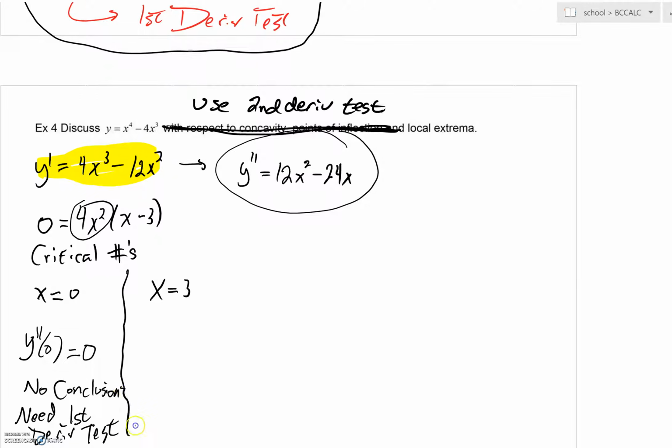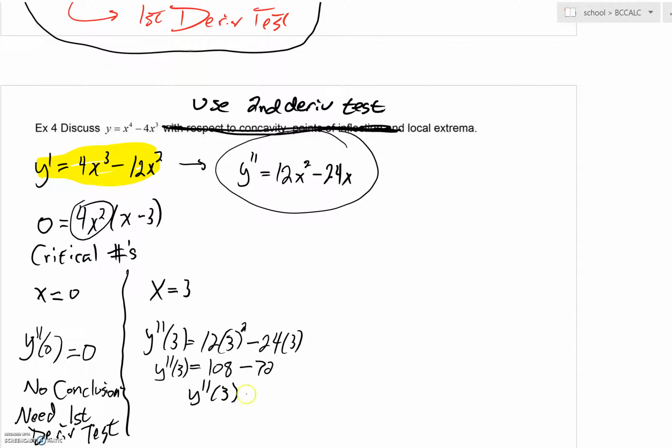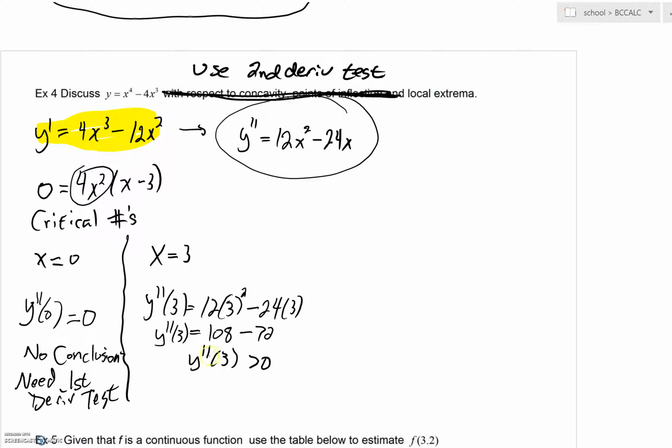But over here with x equals 3, y double prime of 3, we'd have 12 times 3 squared minus 24 times 3. And 9 times 12, well, that's 108. And minus 72. Rest assured, you're not even really concerned with what the exact value of the second derivative is. You just know it's positive. So what do we know now? We can say that when we have a positive second derivative, our curve is concave up.